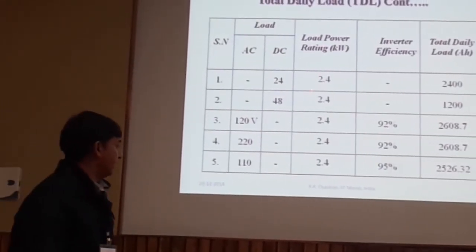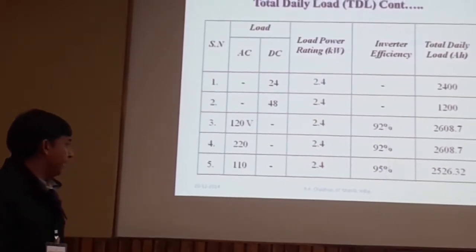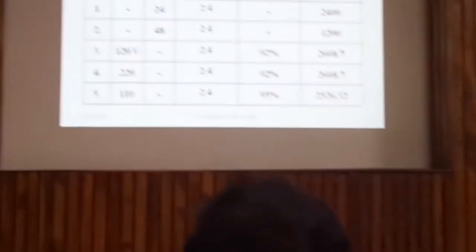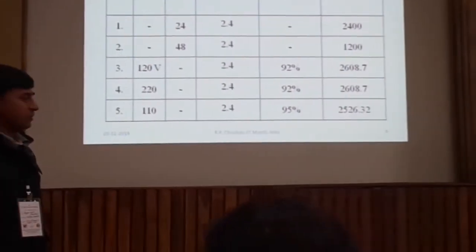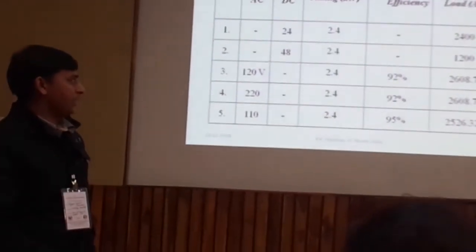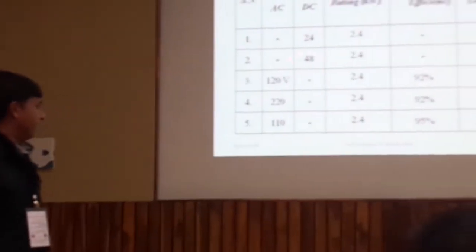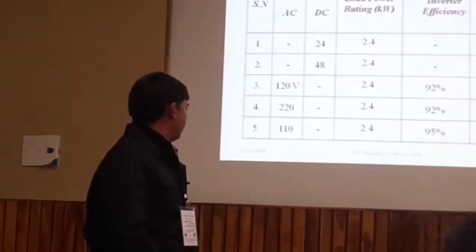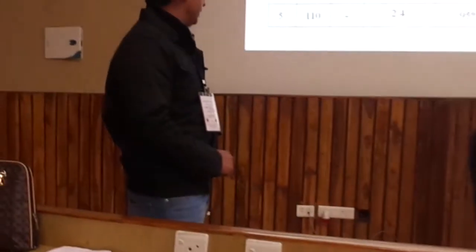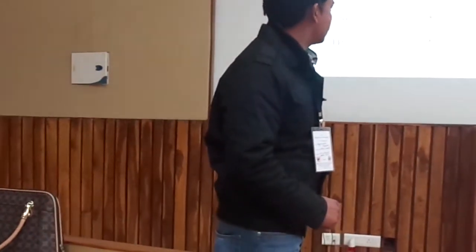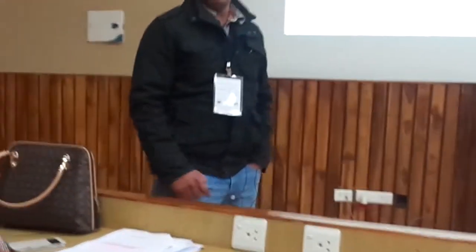If we have a 2.4 kilowatt load and we connect it to different DC as well as AC voltage levels, then we can see that if we have a 24 volt DC distribution system, we need a 2400 ampere hour battery bank. And if we have 48 volts, then it will be 1200. Here we can see if we have 120 volts and the power rating is the same, but the efficiency of the inverter is 92%, we need it a little bit higher even as compared to the 24 volt DC distribution system.